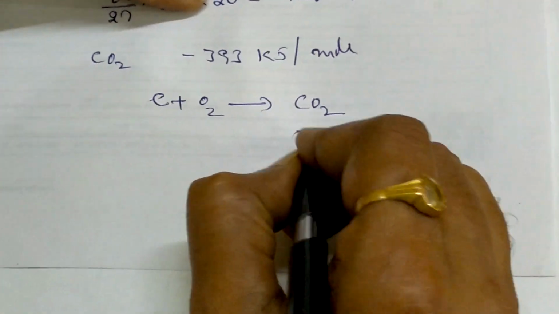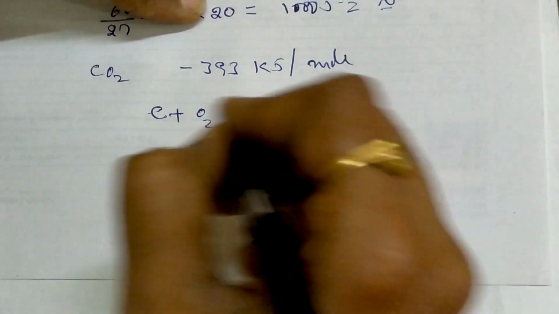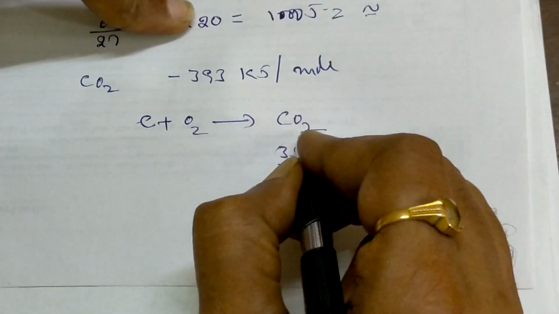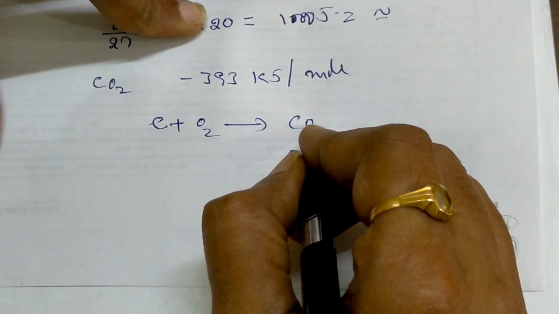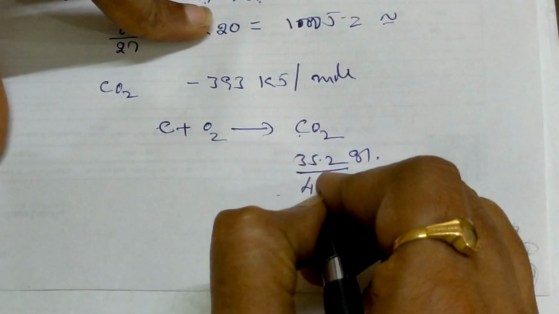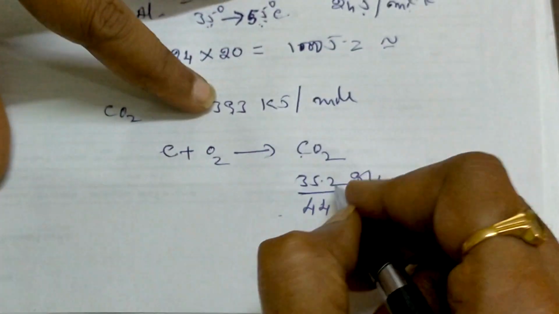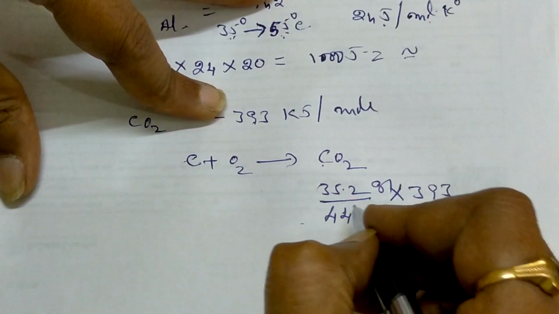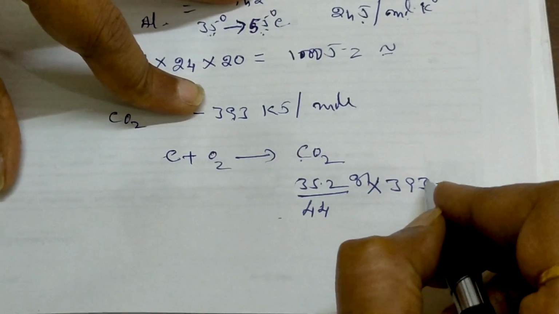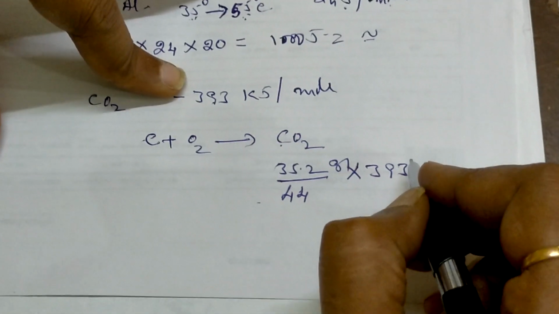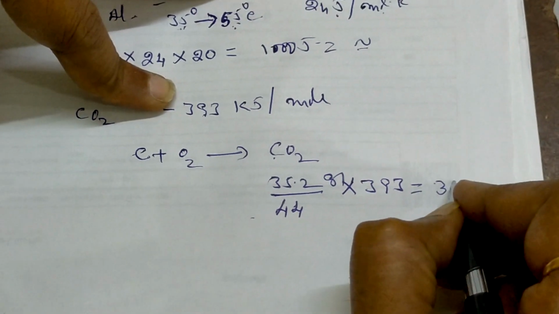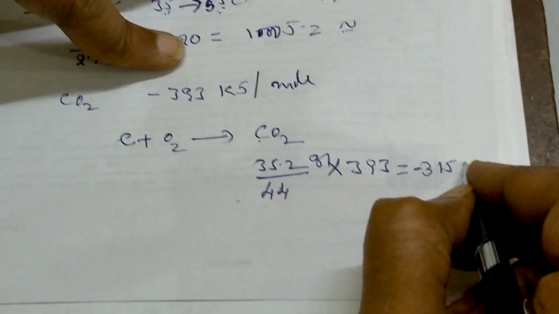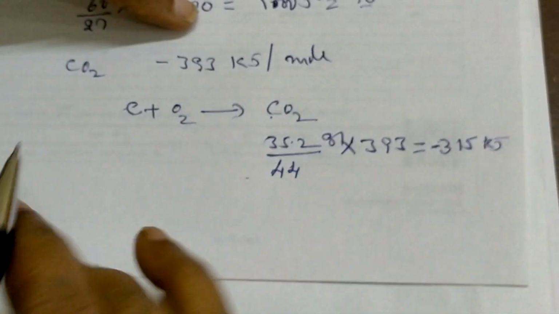But the question was given in grams, so convert to moles. The amount is 35.2 grams, but our formation equation is for 1 mole, so immediately we have to convert into moles. CO2 is 32 plus 12, 44. So I am dividing 35.2 by 44, and for 1 mole it is 393. 35.2 over 44 is roughly 0.8, and 0.8 into 393 will be roughly 315. The minus sign is always there because it is exothermic, and it is in kilojoules. That is the next question.